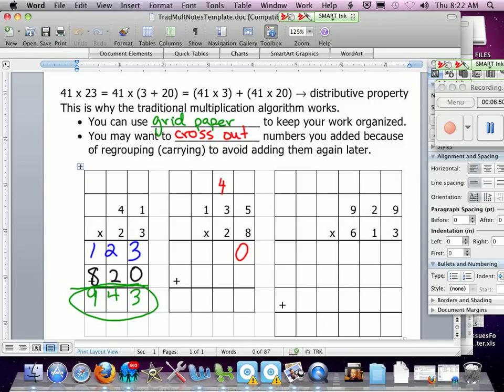8 times 3 is what? 24. But now that we're in the tens place, we need to add that 4 to get what? 28. But it's really 280 when we're dealing with that at this point. And we're going to put that 2 over there. And this is where we cross out that 4, so we don't accidentally use it later.